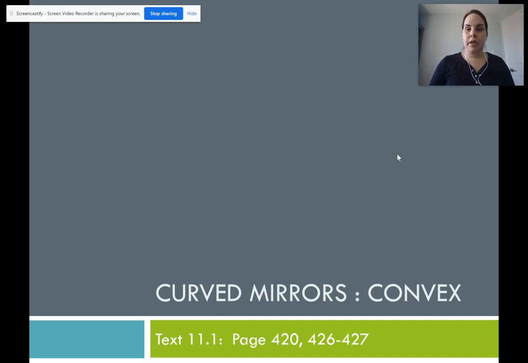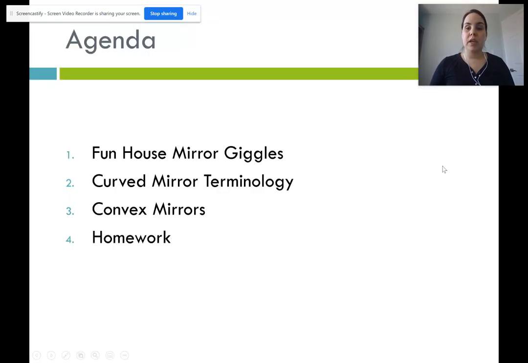So what are we looking at today? We're going to be talking a little bit about how funhouse mirrors work. We're going to talk a little bit about curved mirrors and the terminology you're going to need to understand to go through today's lesson. Then we're going to talk specifically about convex mirrors, and I'll assign you some homework problems for you to take a look at.